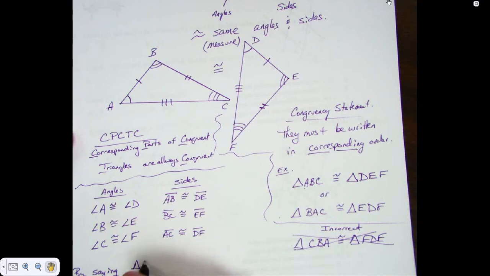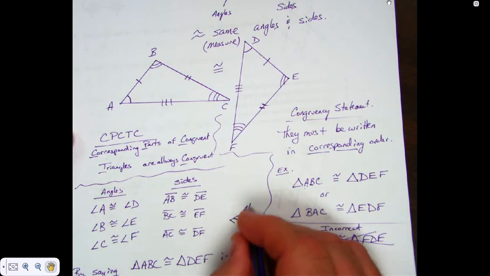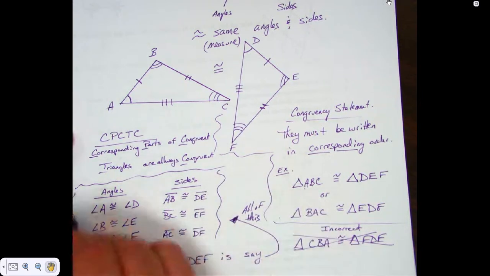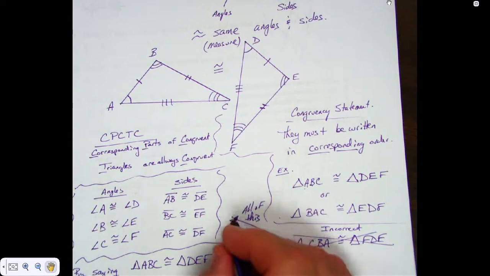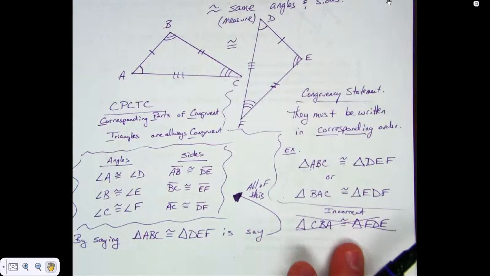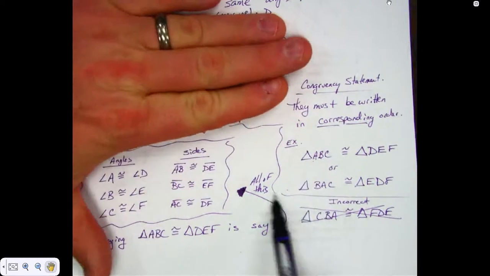By saying triangle ABC is congruent to triangle DEF, I say all of this. Does that concept make sense of them being congruent? That makes sense that if the triangles are congruent, wouldn't their parts also be congruent? So it is important that we understand that I didn't even need this picture to write these statements.